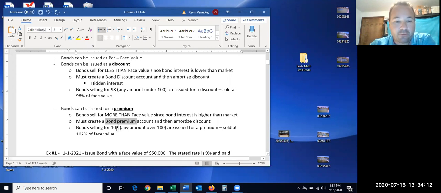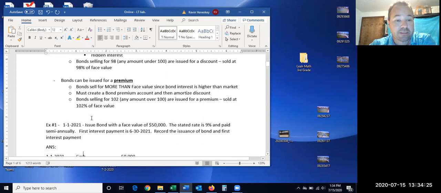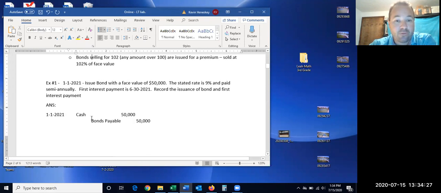Now, with bonds, the book could make it easy for us, and they will on some of them. They're just going to give you a number, a 102 maybe, or a 105. And that means that's what the bond is selling for, 102% of its face value. All right, let's start off with an easy one. The easy one here just basically says that the bond is selling for face value of $50,000.